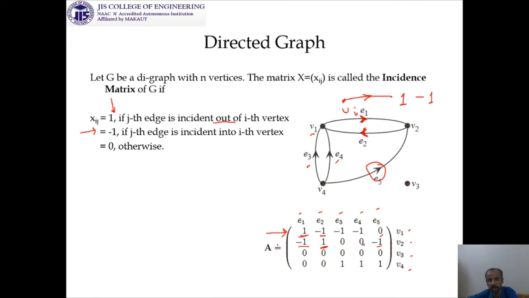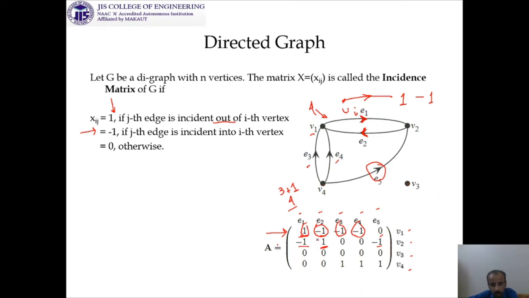Now, before going to the next example, one observation is very important. What is the degree of V1? 4. What is the number of plus 1s in V1? 1. And how many minus 1s are there in V1? 3. So its in-degree is 3, out-degree is 1, so the total degree is 4. If you want to find the total degree from the incidence matrix, you have to take the modulus of these entries.